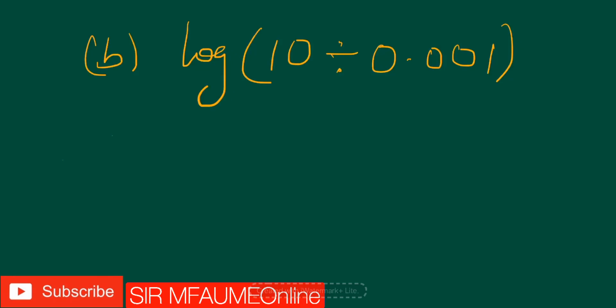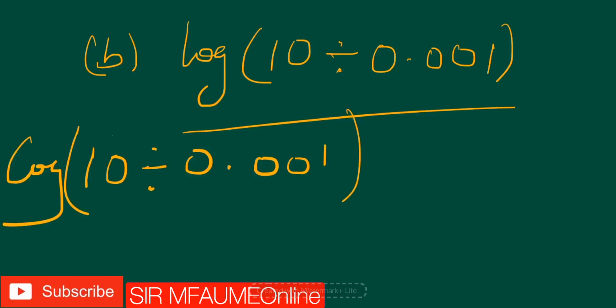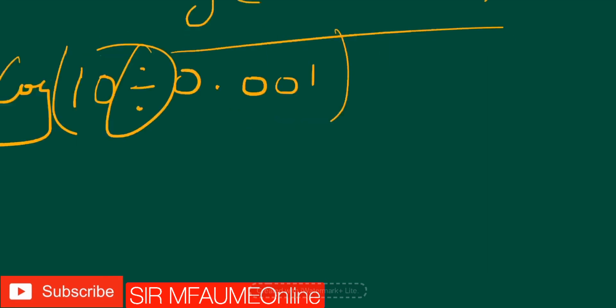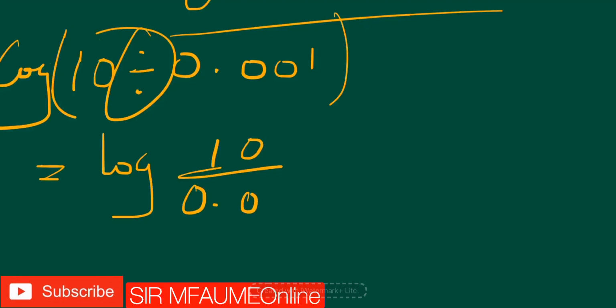Okay, let us continue. For this question here, we have log of 10 divided by 0.001. We need to divide this one. According to the laws of logarithm, division becomes subtraction. So now my question will be as follows. So here will be equal to log of 10 divided by 0.001.